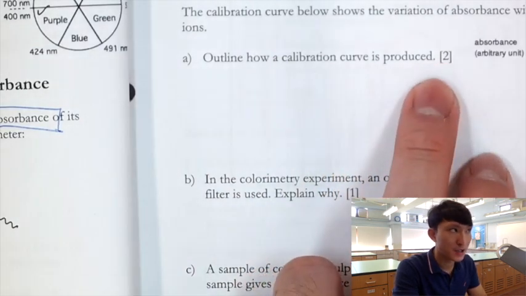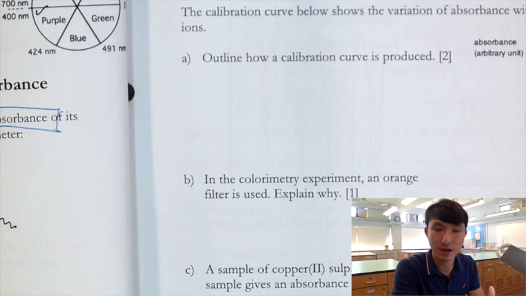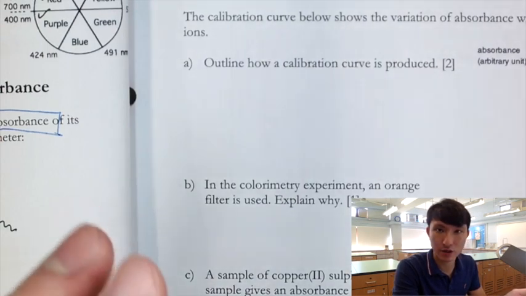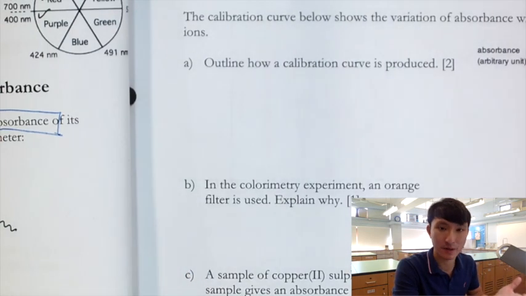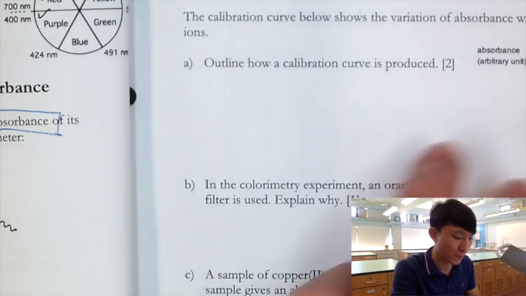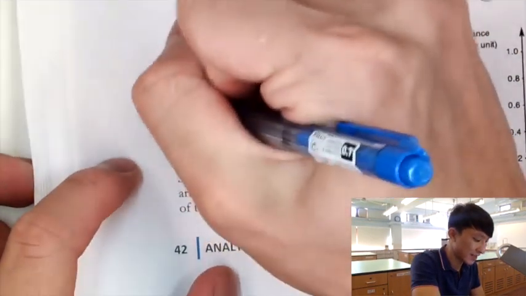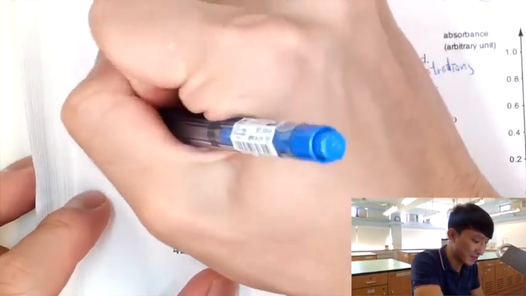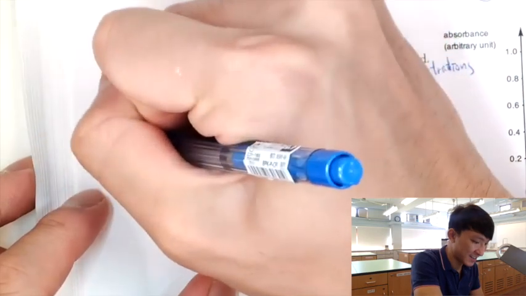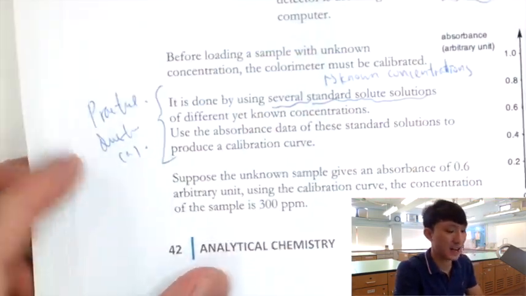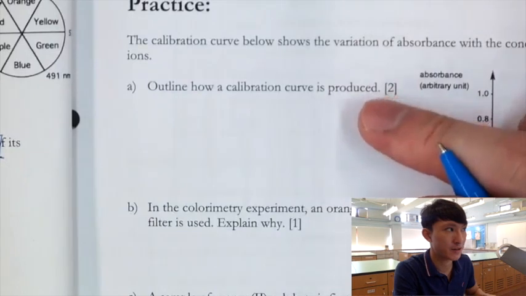Now, part A, outline how a calibration curve is produced. So 2 marks. First of all, the key thing is you need to mention using several standard solutions of copper 2 plus. Then we need to load them into the colorimeter, find the corresponding absorbance, and then plot a graph. So here is the practice question, part A.